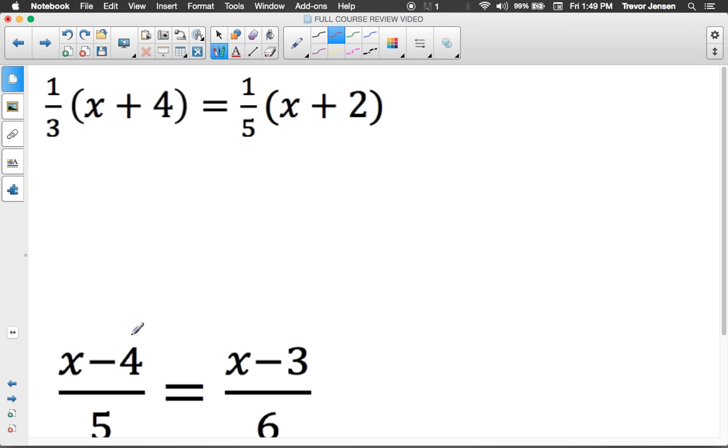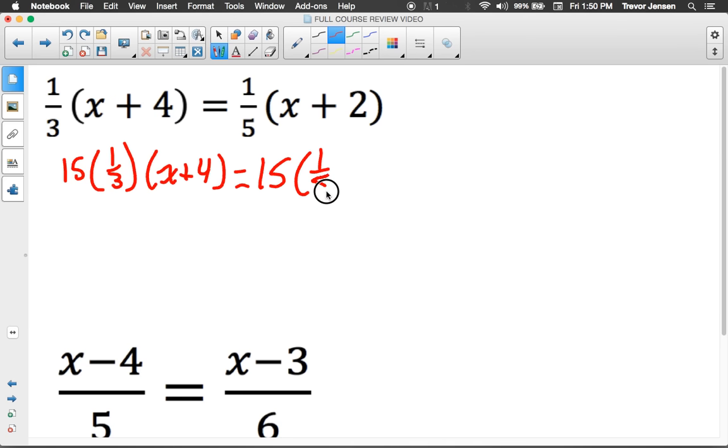Let's do another question with multiple fractions. So we have multiple fractions here. If you have more than one fraction, you can get rid of both of them at the same time if we multiply both sides by a common denominator. So what's a common multiple between 3 and 5? If we were to count by 3s and count by 5s, what's the first number they would have in common? It would be 15. So what we're going to do is multiply both sides by 15. Remember, whatever you do to one side, you have to do to the other side to keep it balanced.